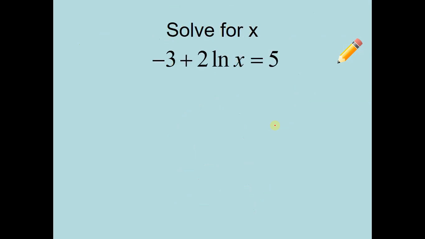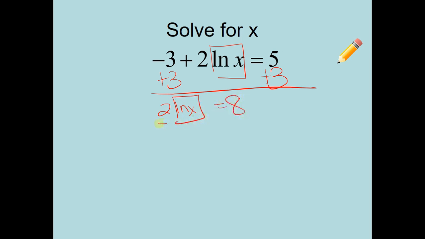Let's try another problem. We need to get the log alone. We need to isolate it. So let's add 3 first. It's 8. Let's divide by 2 on both sides. So I get natural log of x equals 4.